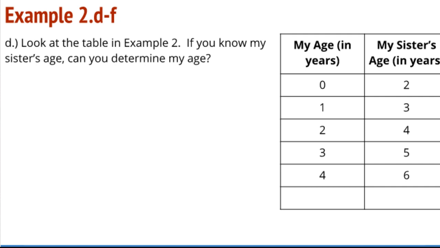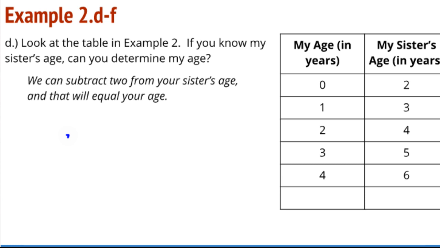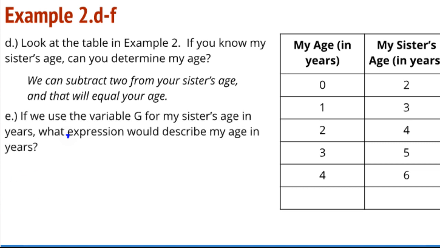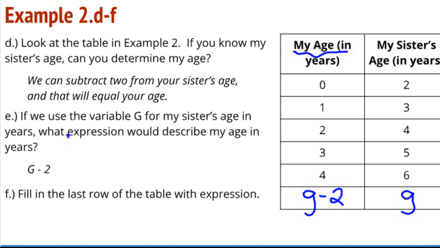So look at the table in example 2. If you know my sister's age, how can you determine my age? Well, hopefully your brain is saying to you, take the sister's age and subtract 2. So if we use the variable g for the sister's age, what expression would we use to describe the narrator's age? Whatever the sister's age is, subtract 2. And I have already added that in the bottom row of the table.